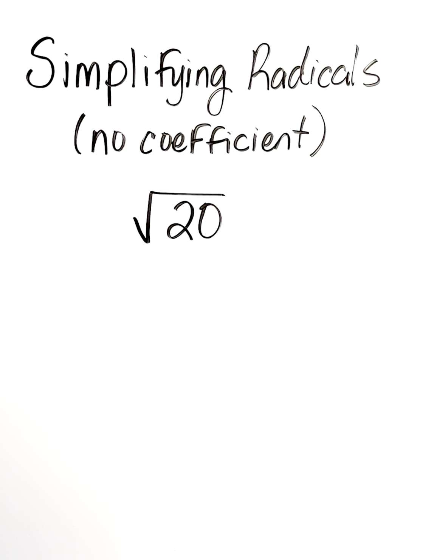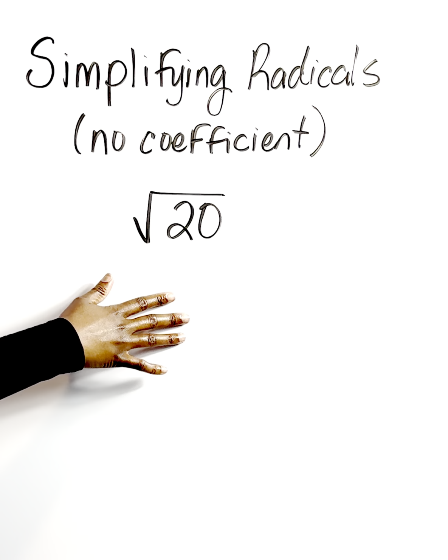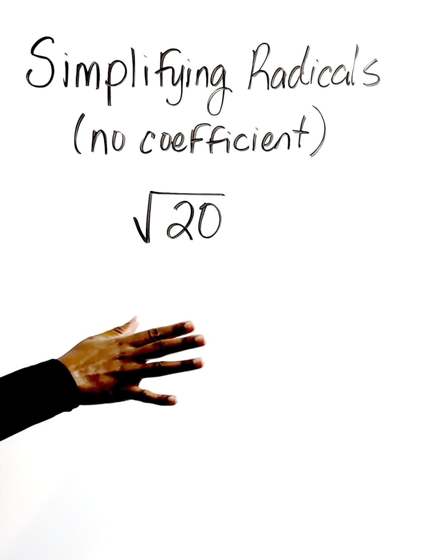Welcome to Math with Jakara Lewis, and today we are going to simplify radicals without a coefficient. That means that it doesn't have a number in the front, or what I deem as the outside. So of course we are going to KISS it. We're going to keep it super simple, and we're going to knock this down in 3 quick and easy steps.